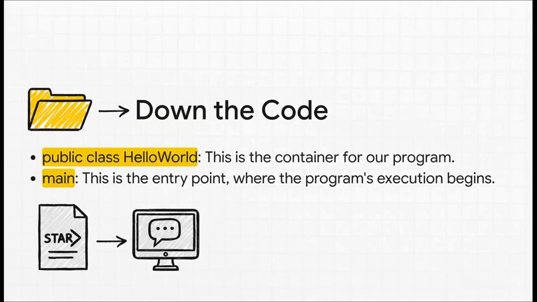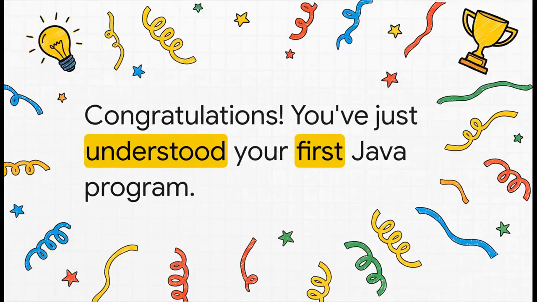So here's the breakdown. That first line, public class HelloWorld, just think of it as the main folder for our whole program. Inside that, you have main. That's the front door. It's the exact place the computer starts reading the instructions. And that last line, System.out.println, well, that's the actual command telling the computer, hey, print this message. And just like that, you get it. The core idea is way more straightforward than it first appears. It's all about giving the computer a list of very specific logical steps to follow.